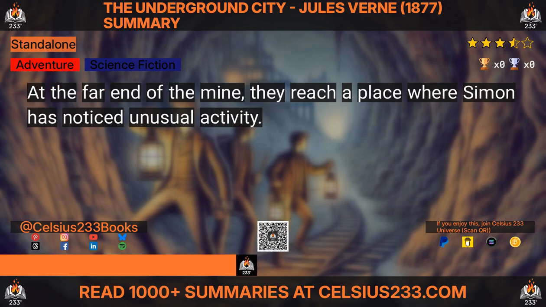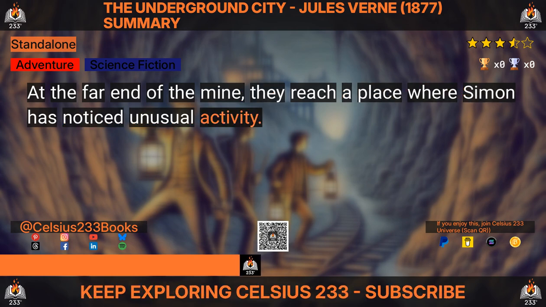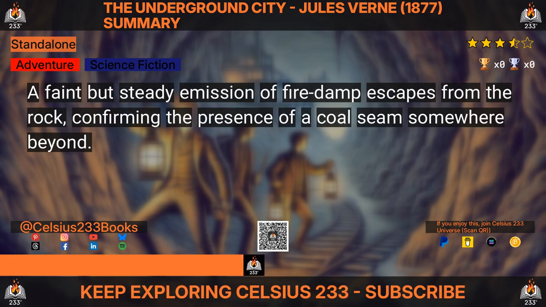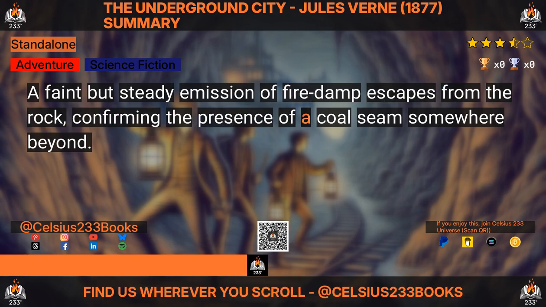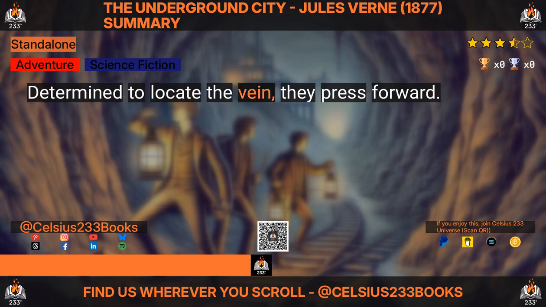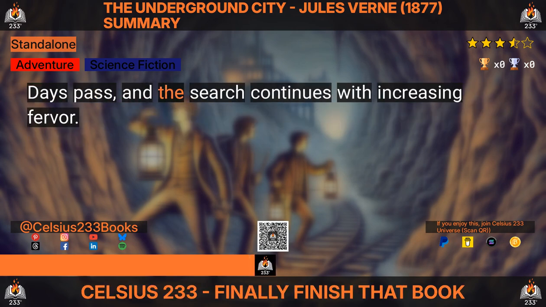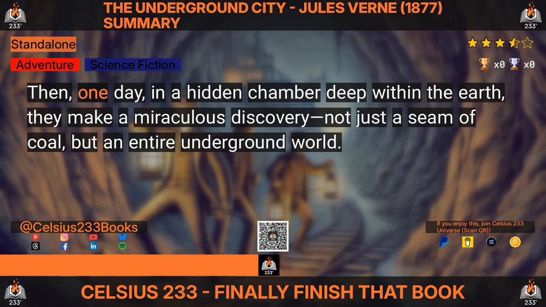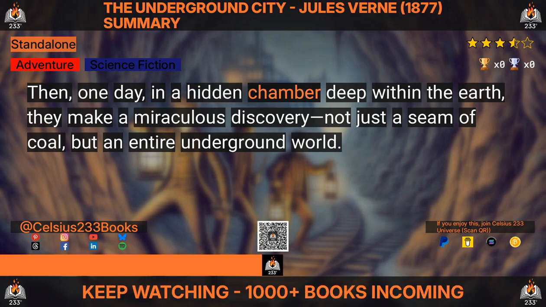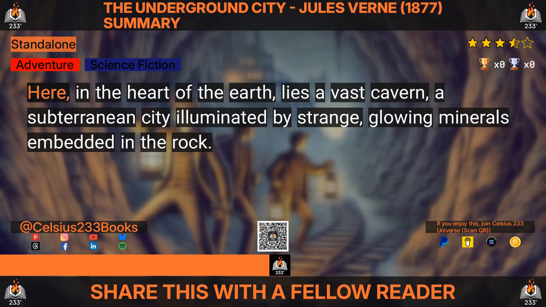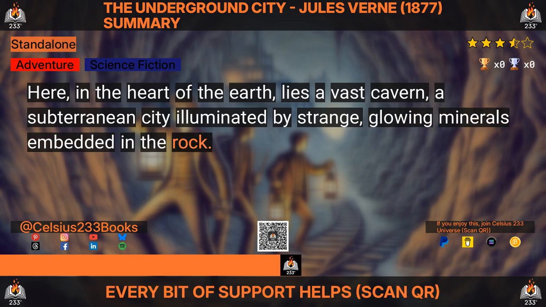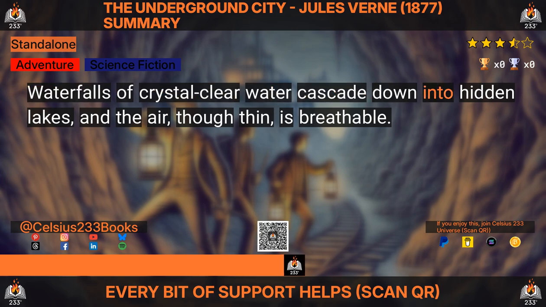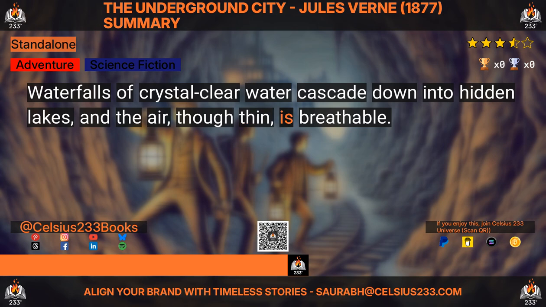At the far end of the mine, they reach a place where Simon has noticed unusual activity. A faint but steady emission of fire damp escapes from the rock, confirming the presence of a coal seam somewhere beyond. Determined to locate the vein, they press forward. Days pass, and the search continues with increasing fervor. Then, one day, in a hidden chamber deep within the earth, they make a miraculous discovery, not just a seam of coal, but an entire underground world. Here, in the heart of the earth, lies a vast cavern, a subterranean city illuminated by strange, glowing minerals embedded in the rock. Waterfalls of crystal-clear water cascade down into hidden lakes, and the air, though thin, is breathable.